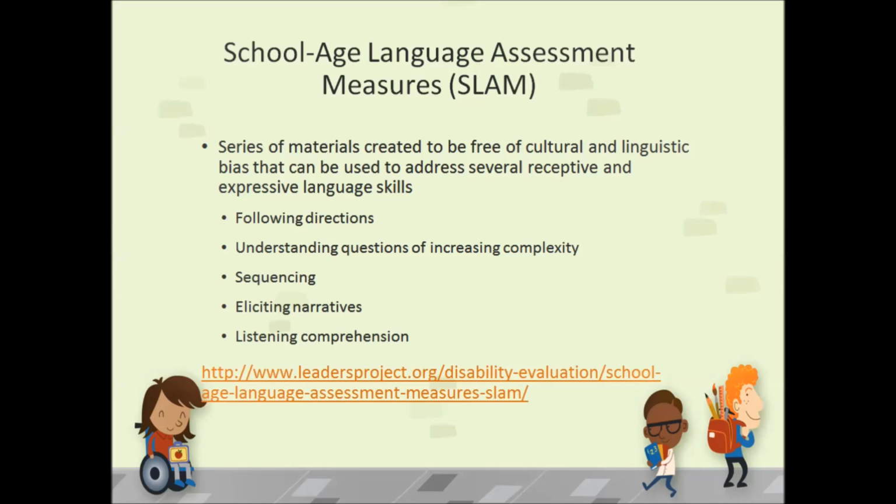Okay, so we're going to talk about what are called school-age language assessment measures. And this link is also listed on the handout. These are the materials that we used throughout the assessment. These are materials that were created to be free of cultural and linguistic bias, and we use these to assess receptive and expressive language skills. Again, they're not standardized, but it's something that we can use to assess many different skills. Some things that we're going to talk about are following directions, understanding questions of increasing complexity, sequencing ability, narrative, and also listening comprehension.